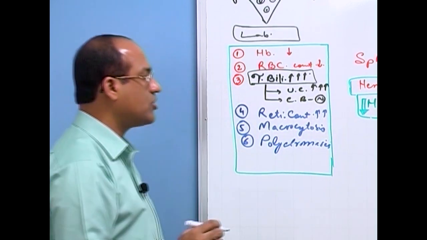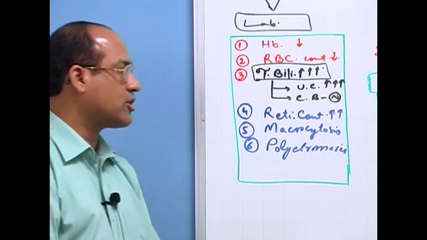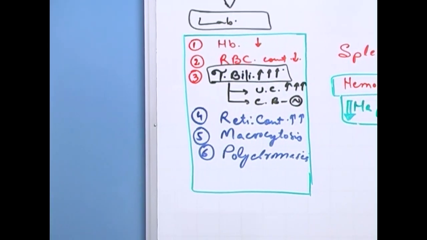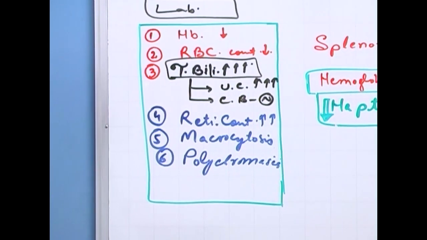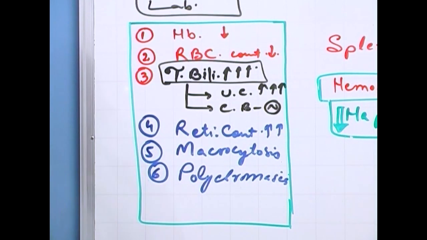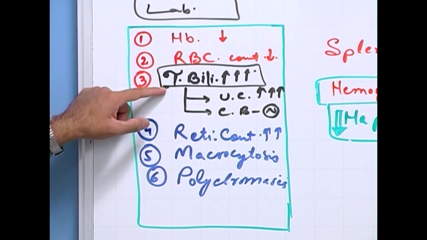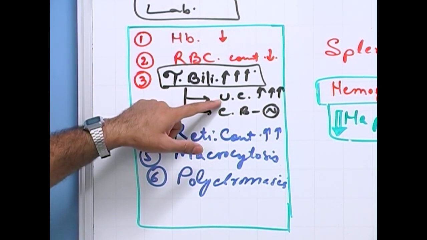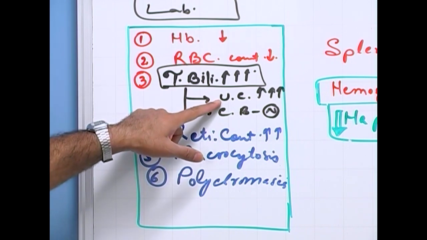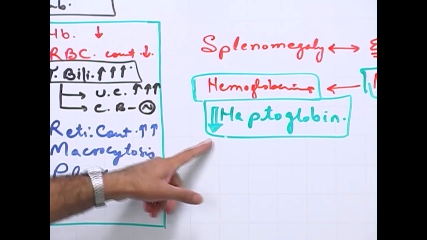So macrocytosis and polychromasia occur along with a high retic count when the bone marrow is trying to compensate for RBCs which are rapidly being destroyed, right? So we have seen a person who has low hemoglobin, low RBC count, and total bilirubin has gone up, predominantly unconjugated bilirubin. With that, if the patient has hemoglobinemia with low haptoglobin, is that right?